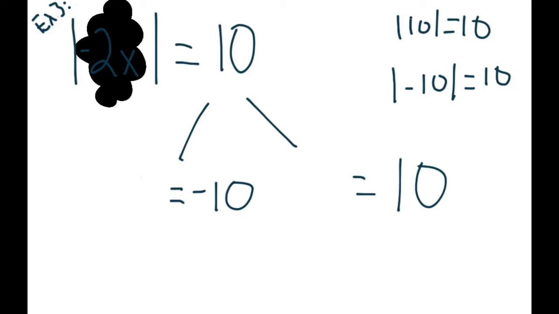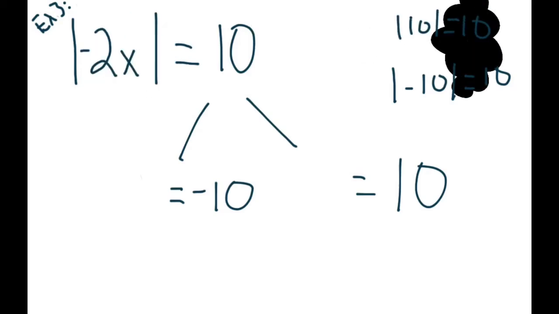So doing this one here now, I'm going to move my blob away. Since I know that it can equal either a negative 10 on the inside or a positive 10, I'm going to take everything on the inside and set it equal to both of these now. So we have negative 2x equals a negative 10, and negative 2x equals a positive 10. Well, now you just solve each of these equations.